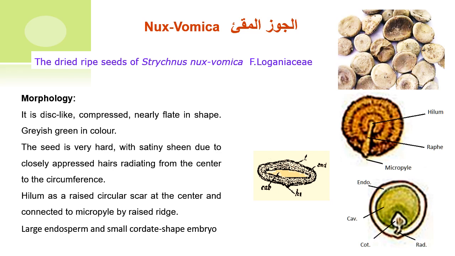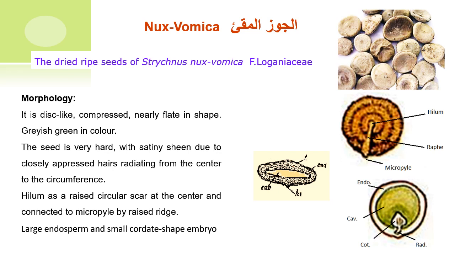The hilum exists on a raised part at the center of the seed. The hilum is connected with the micropyle by a raised ridge. There is a large endosperm and a small cordate-shaped, or heart-like shaped, embryo. A section in the seed shows the endosperm surrounding the central cavity, and near the micropyle there is a cotyledon of heart-like shape and a small radicle.